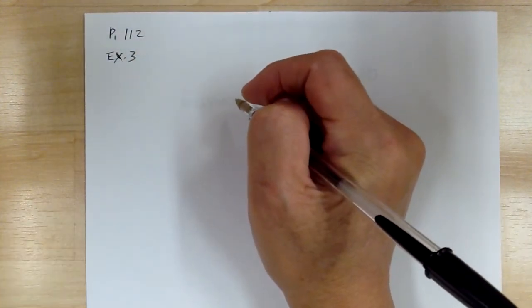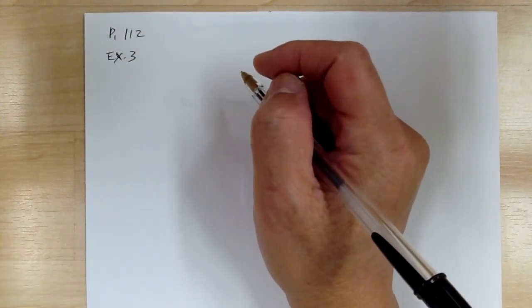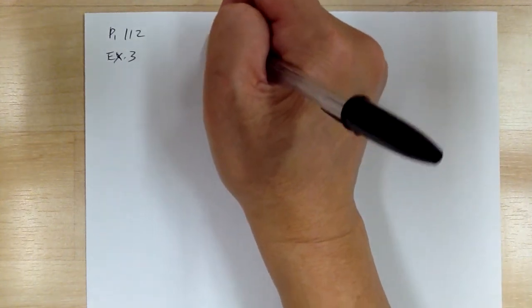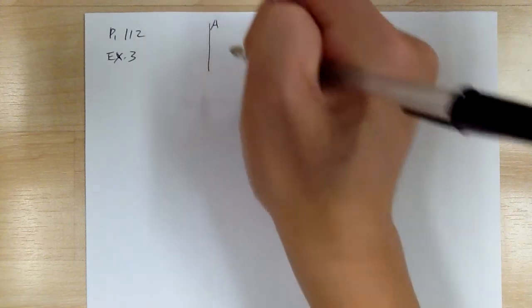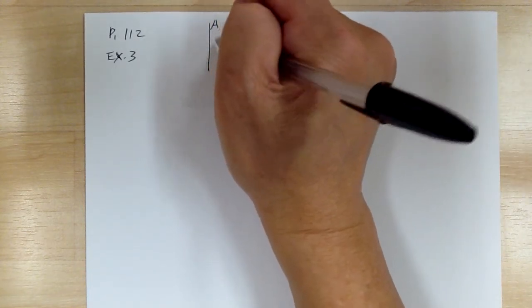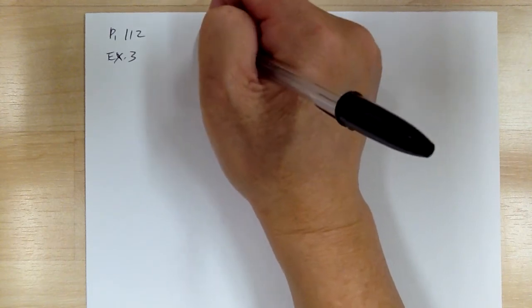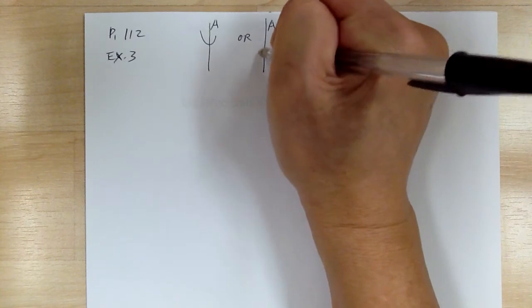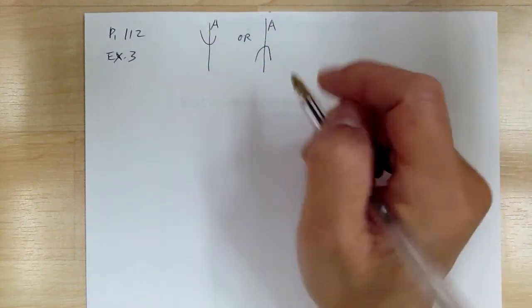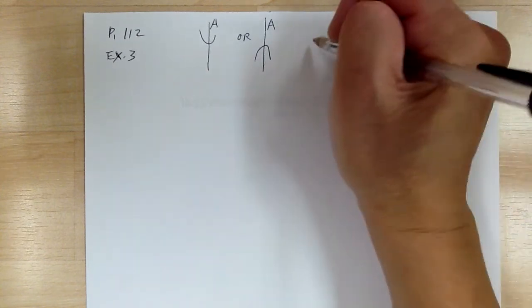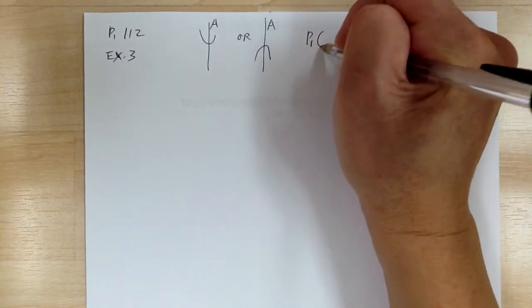Example 3 says a parabola whose axis is parallel to the y-axis. So the axis is parallel to the y-axis. That means the axis is going this way, so your graph is going to go this way, or it's going to go this way. Okay, so that's what the information means. And the parabola passes through 3 points. Point 1 at (1, 1).